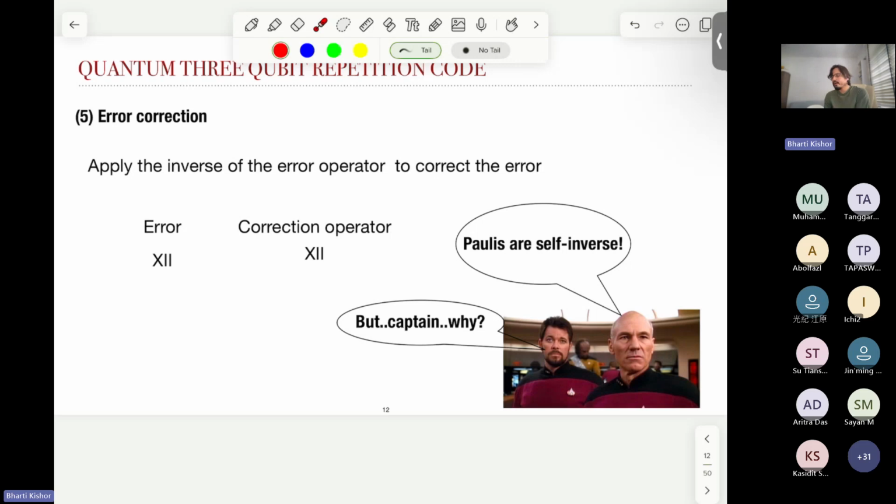Okay. To correct the error, it's very straightforward. You apply the inverse of the error operator, and that corrects the error. Let's say the error is XII. You just apply the correction operator XII, and this works because Paulis are self-inverse. So there is no problem with error correction.